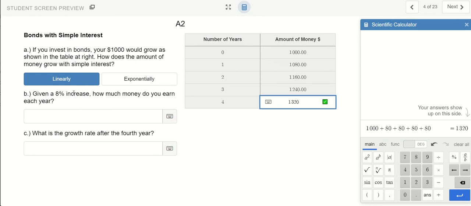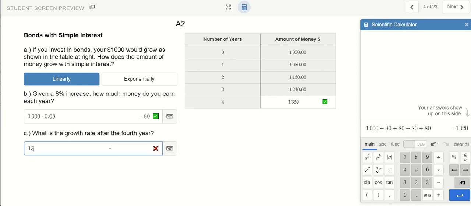Okay. So again, how did I get this 80? If I'm earning 8% interest, that means I'm taking my original amount and I'm multiplying by 8%. So what's my growth rate? Again, growth rate is next divided by previous. So for the fourth year, I'm taking 1,320, dividing that by 1,000.